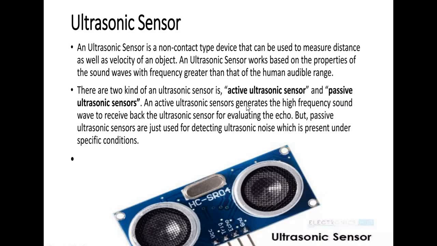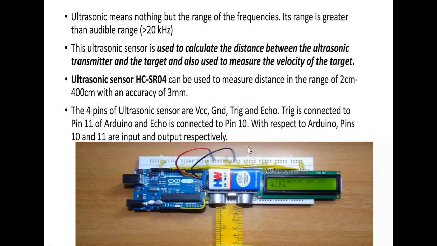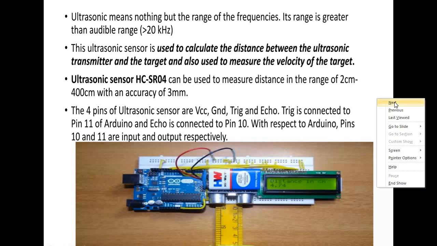Next, ultrasonic sensors: active ultrasonic sensors and passive ultrasonic sensors. The passive ultrasonic sensor is just for detecting ultrasonic noise which is present under specific conditions. Active means it sends out a high frequency sound to be received back by the ultrasonic sensor for evaluating the echo. The echo is measured using the active ultrasonic sensor. These are the sensors which are used, with some pins: ground pin, trigger, and echo pins. It is used for detecting distances and sounds.